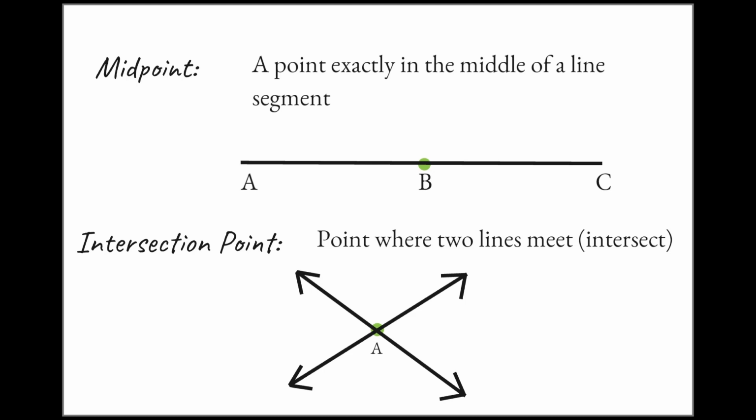Right, next we've got intersection point, and again, the term itself describes what it is. So this is a point where 2 lines intersect, so 2 lines meet. All right, so that's the terminology. We're going to dive into angles as well. So there's just more terminology on angles.